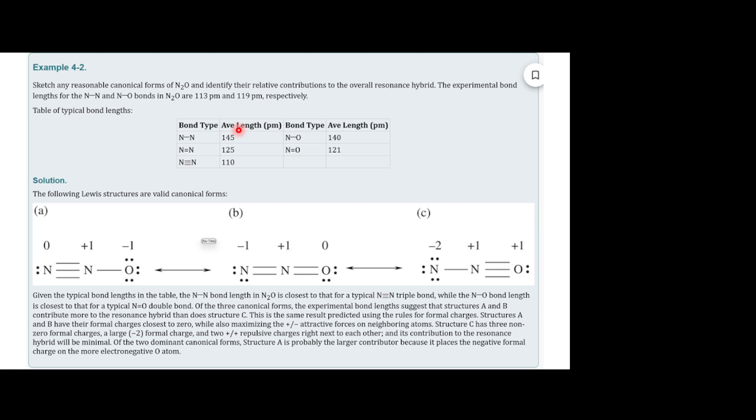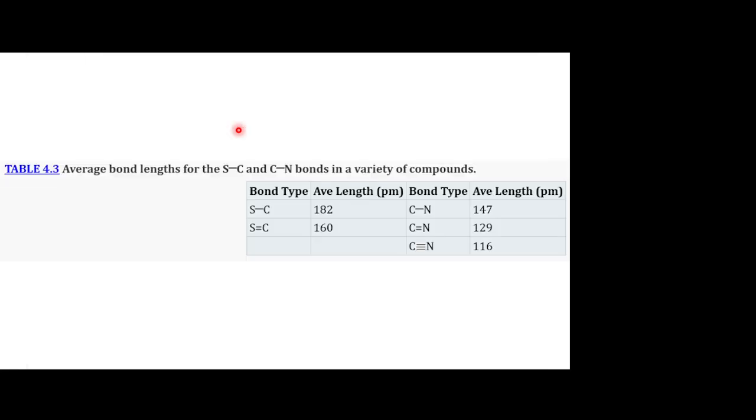Okay, folks. So go ahead and start trying to write those out. Everybody get the compound we're working with? N2O.